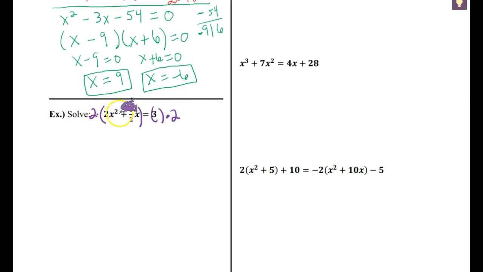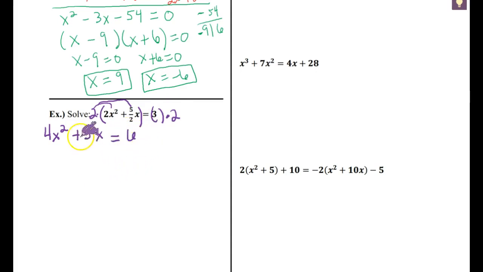Remember, whatever I do to one side, I have to do the same thing to the other side to keep it equal. On the left, I'm going to distribute that 2 to both terms. So again, I have to multiply everything by 2 to clear out that fraction. So 2 times 2x squared is 4x squared. The 2's will divide out in that middle term, so I'd be left with just positive 5x. That's the whole reason we multiplied by 2. And that will equal 3 times 2, which is 6.